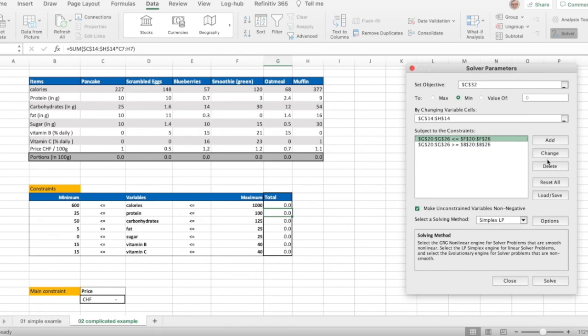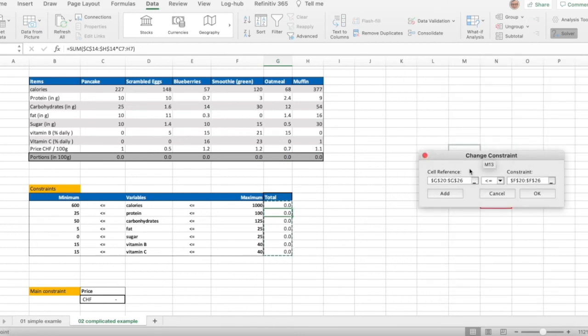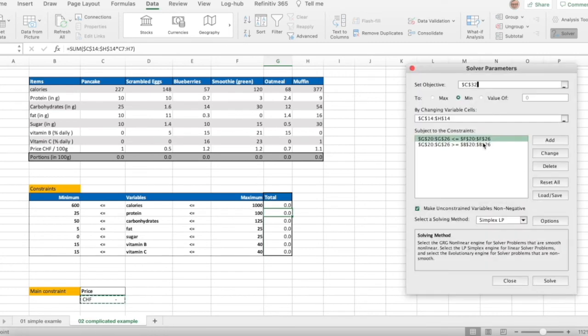Now he goes on with the constraints, so the minimum and the maximum of the nutrients. He goes on to select the reference cells. Then he chooses the smaller or equal sign and selects the constraint, in this case the maximum. He does the same thing but with the bigger or equal sign for the minimum. The penultimate step is not to allow negative values, so he clicks here. Finally, he selects Simplex Linear Programming and clicks Solve.